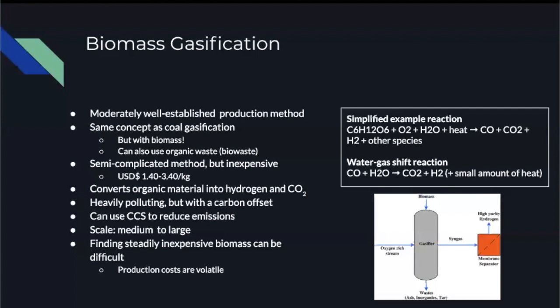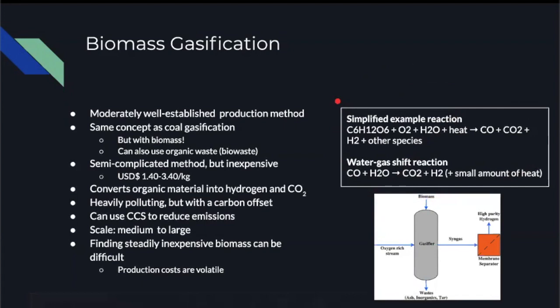The major downfall to biomass gasification is that sourcing biomass at a reasonable cost over long periods of time can be difficult. The cost of biomass varies greatly season to season, and for many other reasons, and therefore the costs of producing hydrogen using this method are volatile. Now, on the right here are simplified example reactions that would occur in the gasification chamber, and then the subsequent water gas shift reaction that you've seen already.